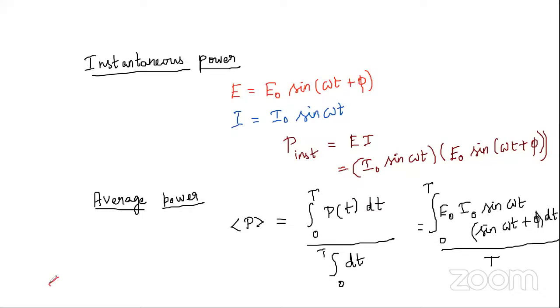We are not going in depth into the derivation part. I am just writing out the final step for the average power: E RMS into I RMS into cos phi, where phi is the angle between E and I. This is the expression for the average value of power in an AC circuit. These formulae are important for solving numerical problems, so please observe all of them carefully.